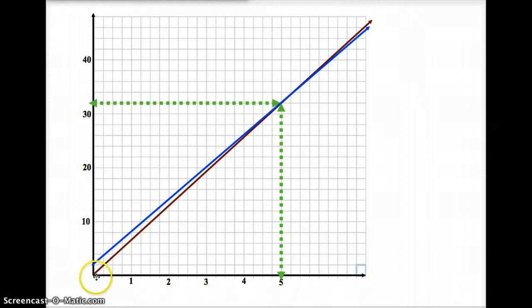Whenever your line does not cross at the origin or the point 0, you are no longer proportional. So while the maroon line here is proportional, okay, the amount of yogurt is based on the number of pounds, the blue line is not proportional. The amount that you're going to be charged is not solely dependent upon how much yogurt you're going to buy. It's also dependent upon that $2 cup charge. So the blue line here is no longer proportional.